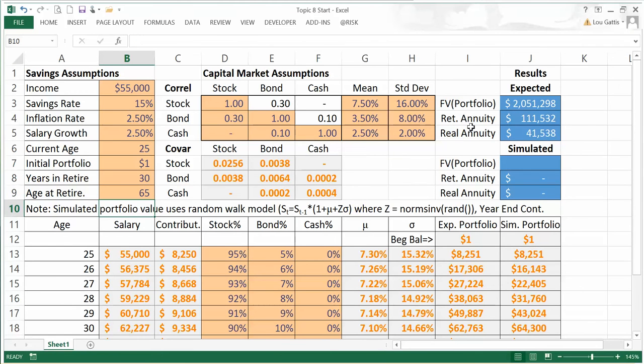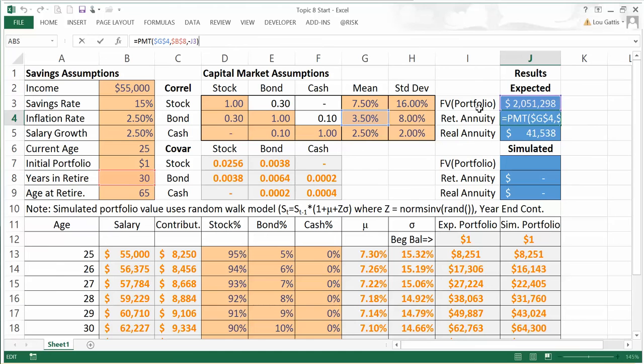So here's our basic model. All right. The expected portfolio value is $2.051 million. And then I make a couple other calculations. If someone were to retire with a portfolio of $2.05 million and then go out and buy an annuity or create an annuity for 30 years, their years in retirement, and assuming that portfolio is invested in bonds, that has an expected return of 3.5%, I just do a payment calculation that says that that person should be able to create an annual annuity of $111,000.